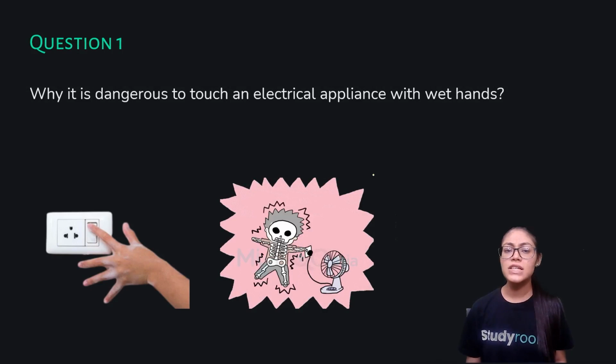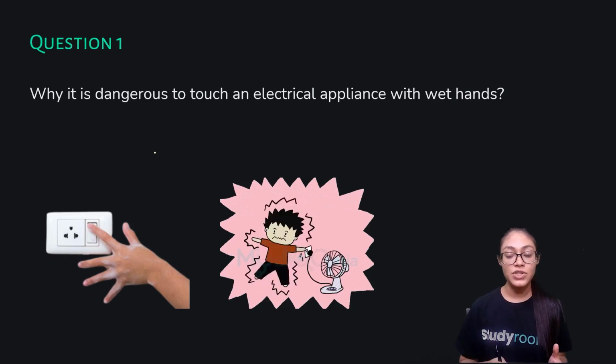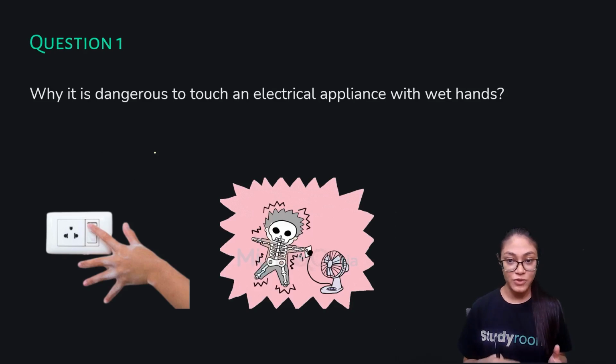Now, why is it dangerous to touch an electrical appliance with wet hands? You must have often been told not to touch any switch or any electrical appliance with wet hands. So why is this? This is because water is a good conductor of electricity. So if water is present on our hands and we touch the electrical appliance, the electric current from the electrical appliance can reach our hands through the water which is in between.